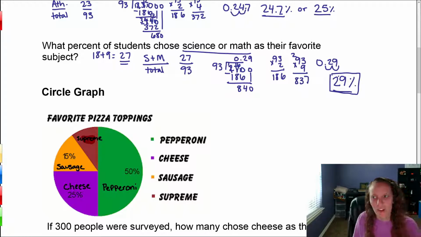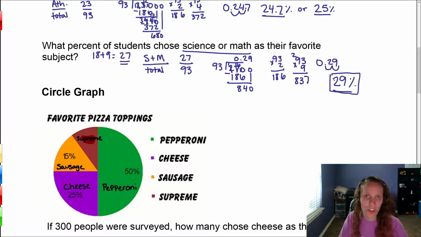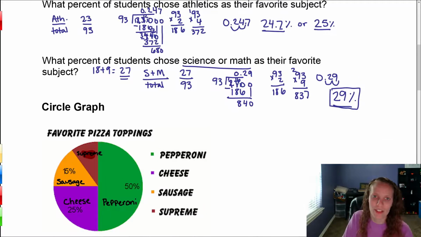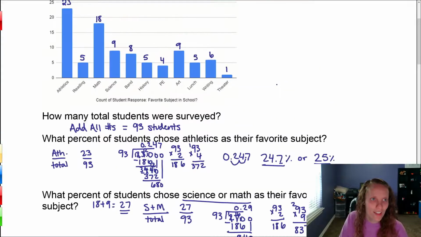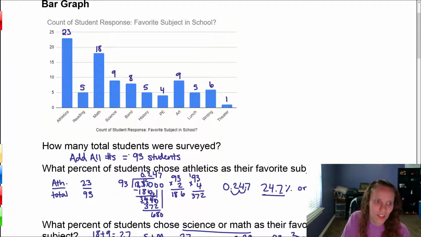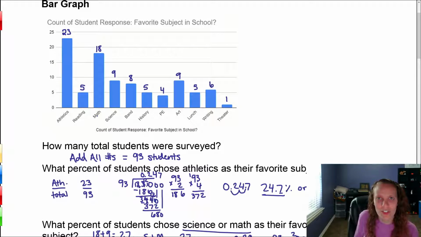So about 29%, close to 30%, chose science or math as their favorite subject. Now I think this is interesting that so many students chose math. I know a lot of students struggle with math, and it doesn't come as easy for people.